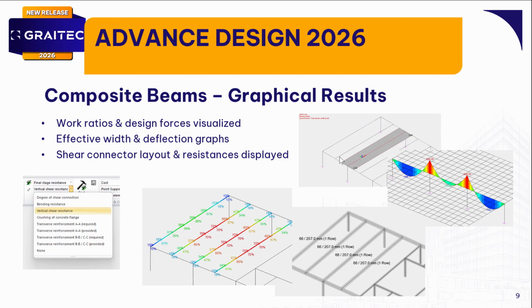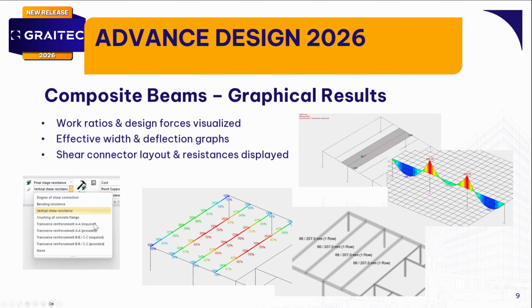In terms of results, like our steel design, concrete design or timber design, Advanced Design now has new sets of results for composite beams. It can show you the work ratios, and with the design forces, you can check the effective weight and the deformations. Advanced Design can also show you the shear connectors or studs, the number of them you use, and their spacing.